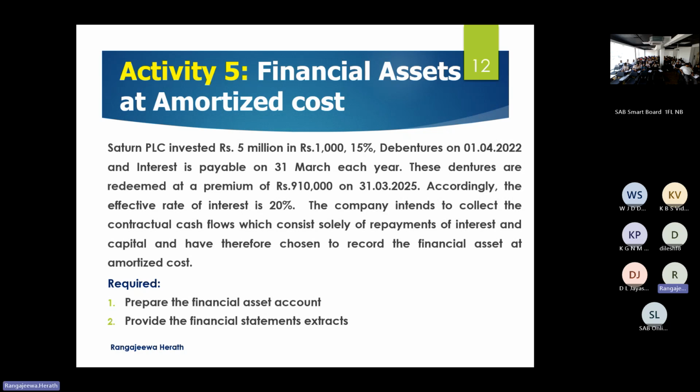So in this case, the effective interest for the investor is 20% when you consider that premium. Even though we are receiving at 15%, effectively our interest income should be taken at the effective interest rate of 20%.